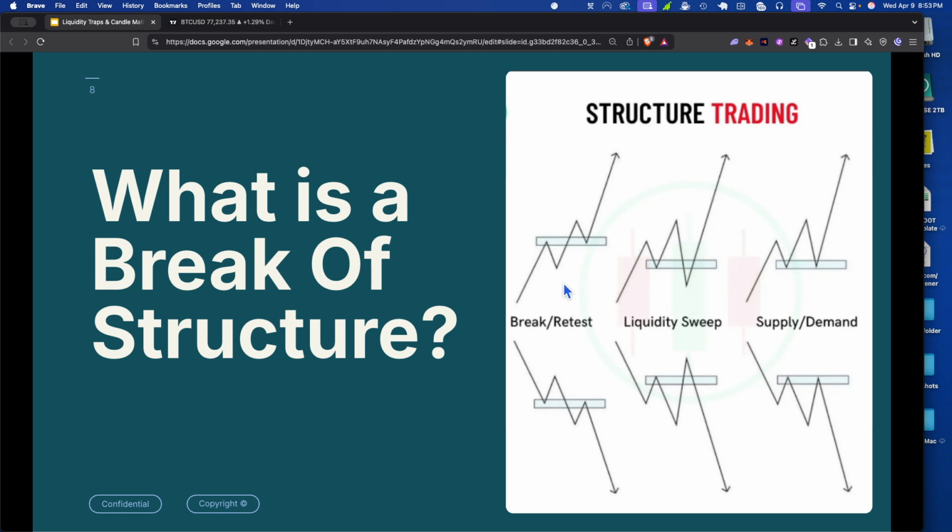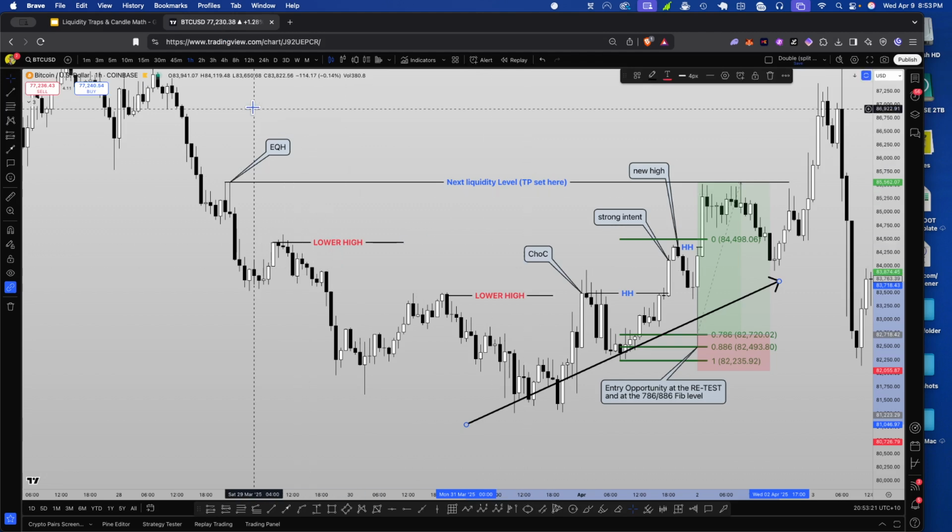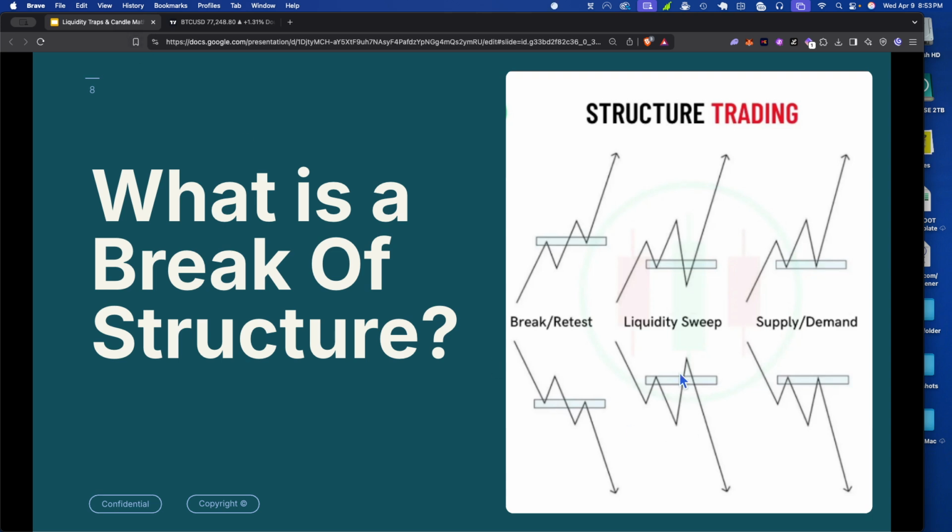What is a breaker structure? Again, we covered this the other week with breaker structure, which is effectively when we change the character, and then obviously the market goes from bearish momentum into a bullish momentum. So this was the breaker structure right here. And you can see we can have a few different types of change of structure.